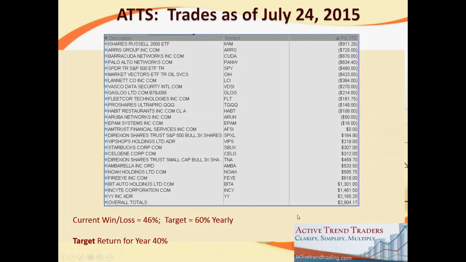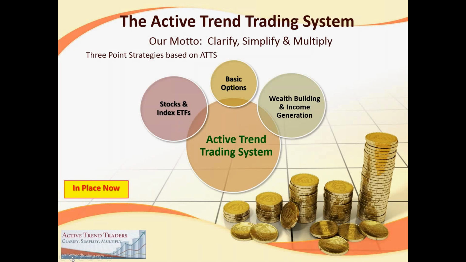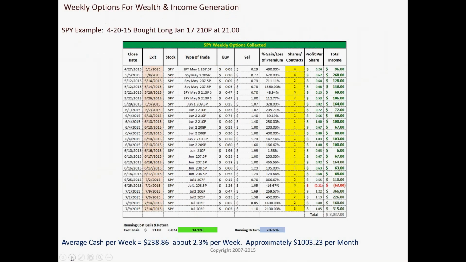Here's where we sit a little bit. We made some improvement over last week, and we're trying to continue to push this up. But with the volatility and flexibility in the market, it gets back to small profits, smaller than expected, but also keep your losses extremely small. Active Trend Trading supports three strategies: stocks, index ETFs, basic options, and then some wealth building and income generating. How we've been doing.